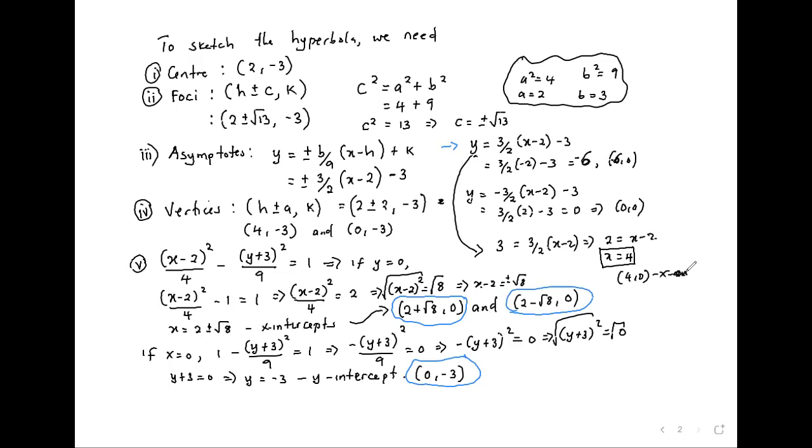Okay, I think now we have everything. So we have the center, we have the foci, we have the asymptotes, we have the vertices, we have the intercepts. For the curves, since there are 2, we also have the intercepts for the lines of asymptotes. Yeah. Now we can sketch. Not a big deal. Let's sketch now.